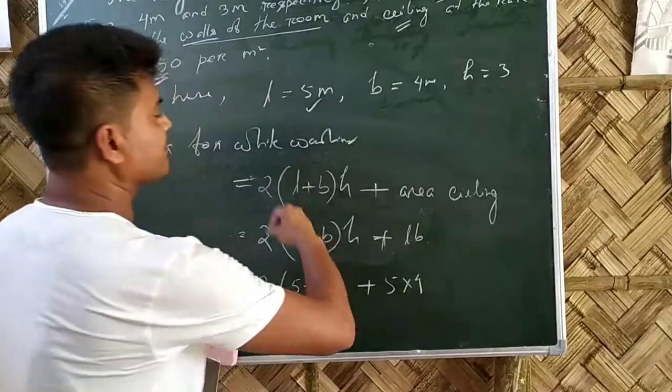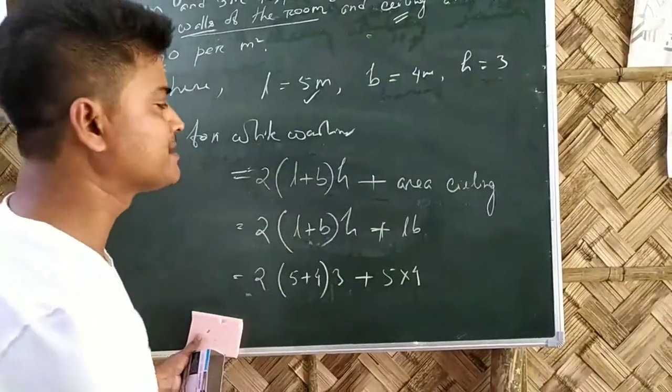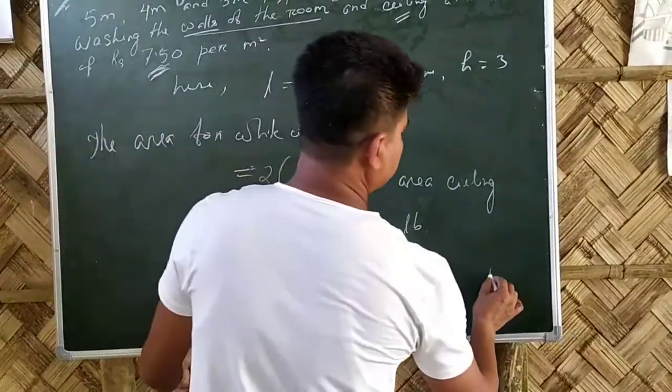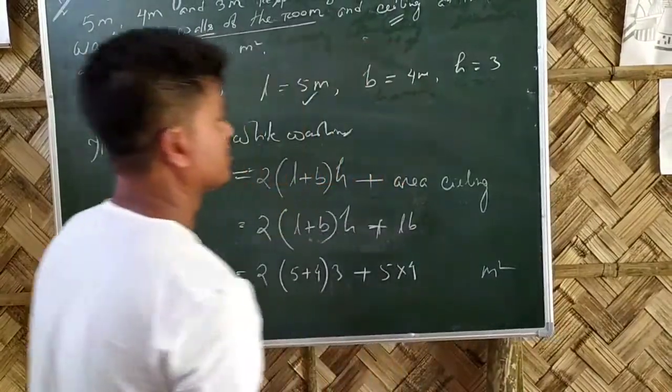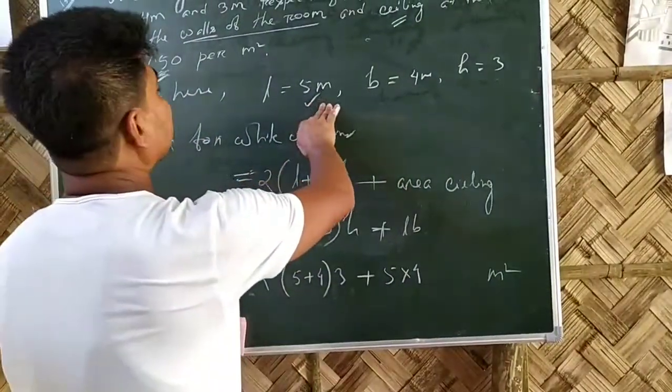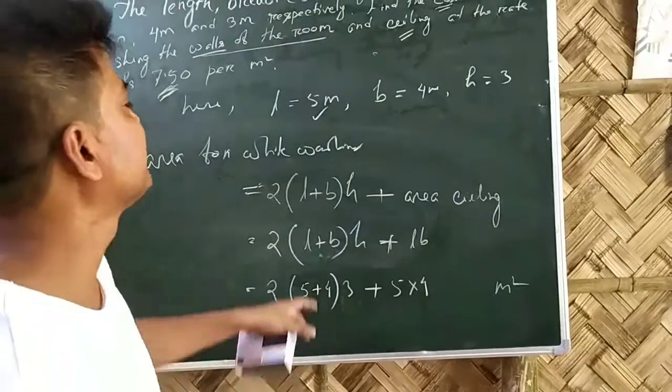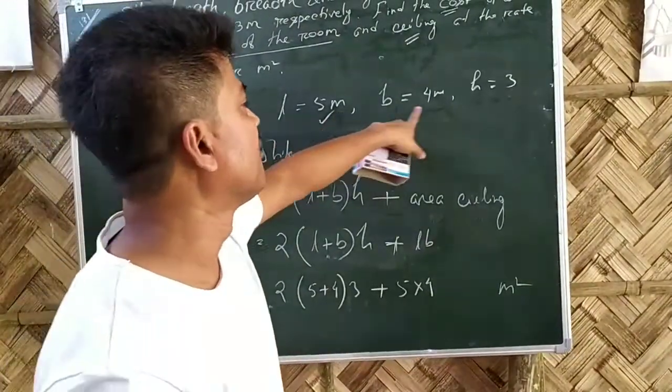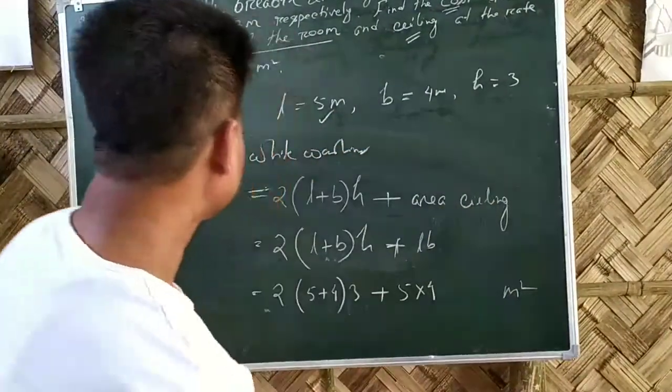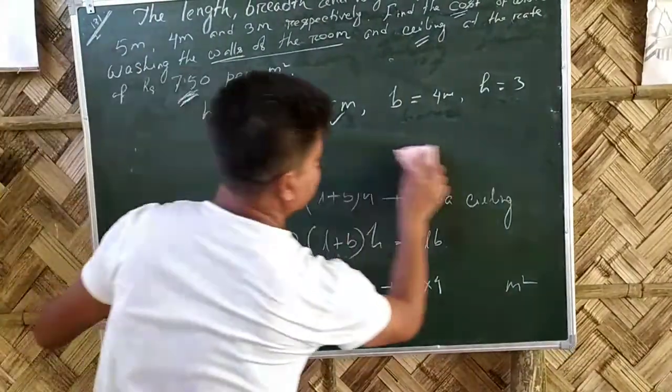We are calculating the surface area, that means the unit will be meter square. The unit will be meter square because the values given in the question are in meter, that is 5 meter, 4 meter and 3 meter. So let's proceed.